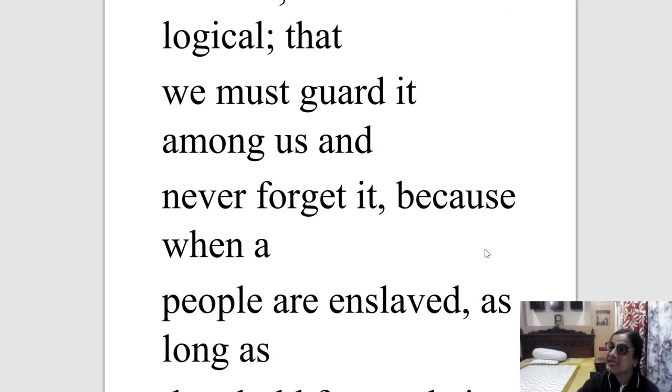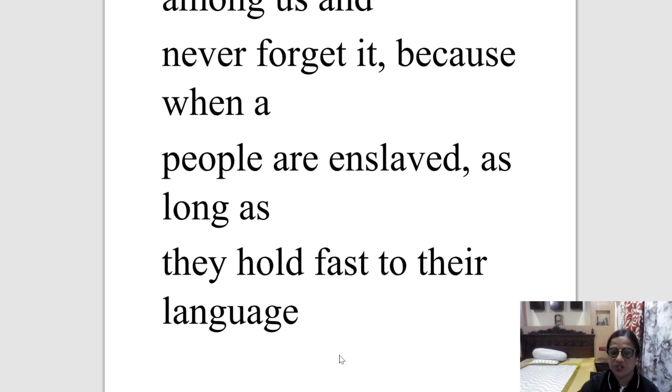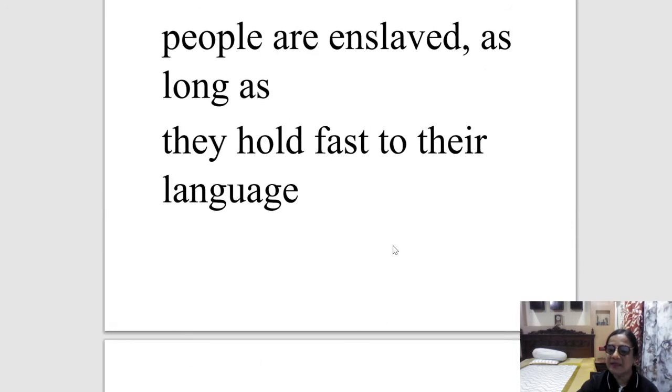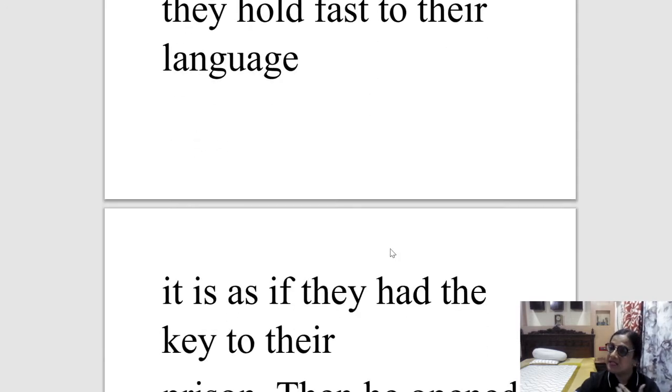Because when a people are enslaved, so he's telling the reason that we should guard it, because when people are enslaved, as long as they hold fast to their language, it is as if they have the key to their prison. So here M. Hamel says that when people are enslaved, enslaved means when they are under someone, when they are slaves under some other rule, when they are bound to some other power, then what is it? They should know their language, and that only will be their key to the prison. That is, if they know their language, that way only they can make themselves free from the prison.